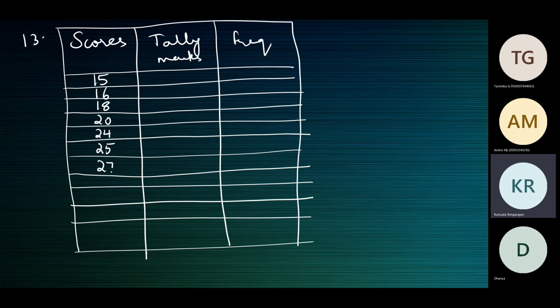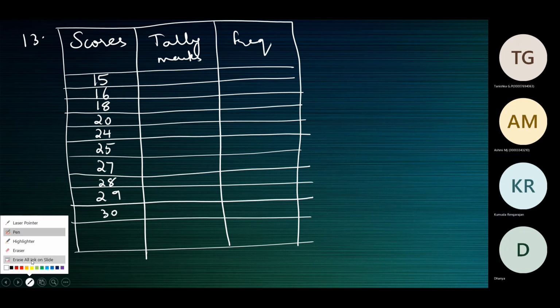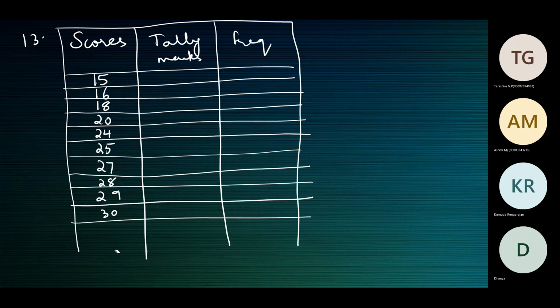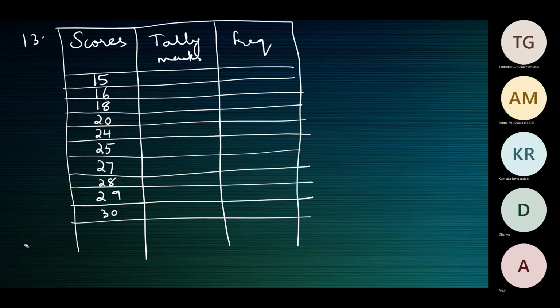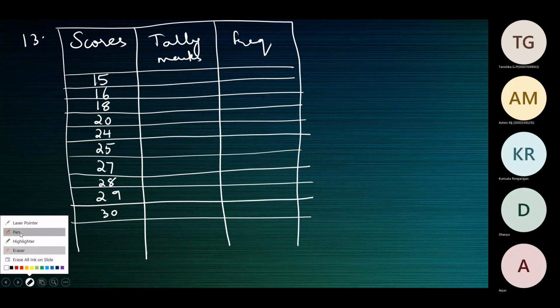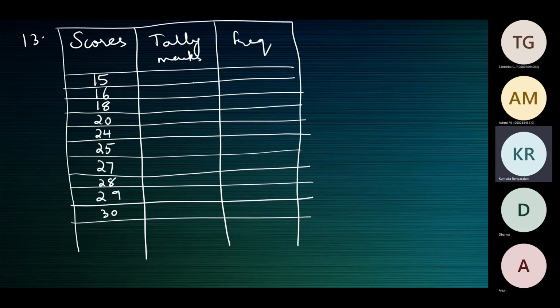Then there is 27. Then there is 28 also. There is 29. We can see 29. And there is 30 also. Now use the tally marks and complete this table. So do this. We'll see the answers in the next class.